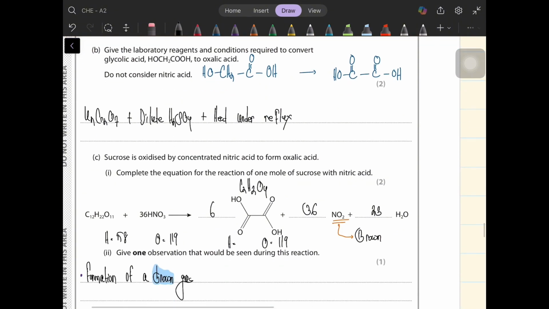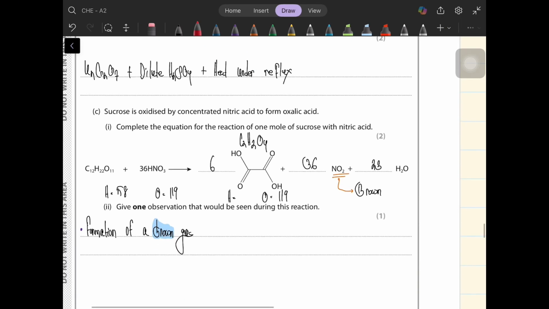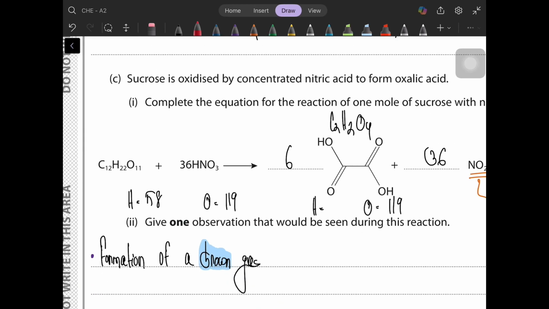Sucrose can be oxidized using concentrated nitric acid to form oxalic acid. Complete the equation, right? So this equation seems to be kind of tricky, but do not worry. So let's just find out the basic structure, basic ones. So how many carbons are over here? Because you cannot change over here, right? What you have to do is you have to change over here, right? So let's just use basic math. Let the math student in you dictate over here.